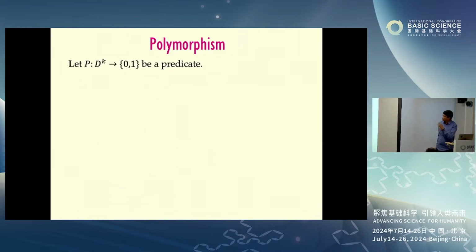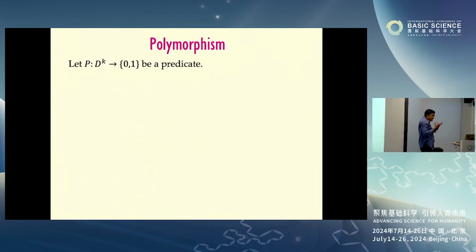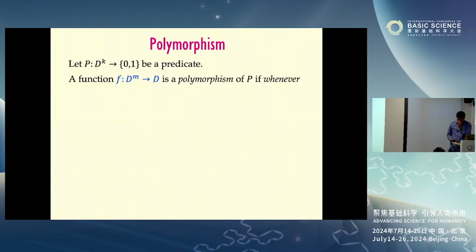So, what is a polymorphism? A CSP is specified by a predicate. So, we are going to capture its complexity by something called the polymorphism of the predicate. So, what is a polymorphism of a predicate? It is a function from d to the m to d, where m is some arity of the polymorphism, which can be up to you. Whenever the following happens, when is it a polymorphism?